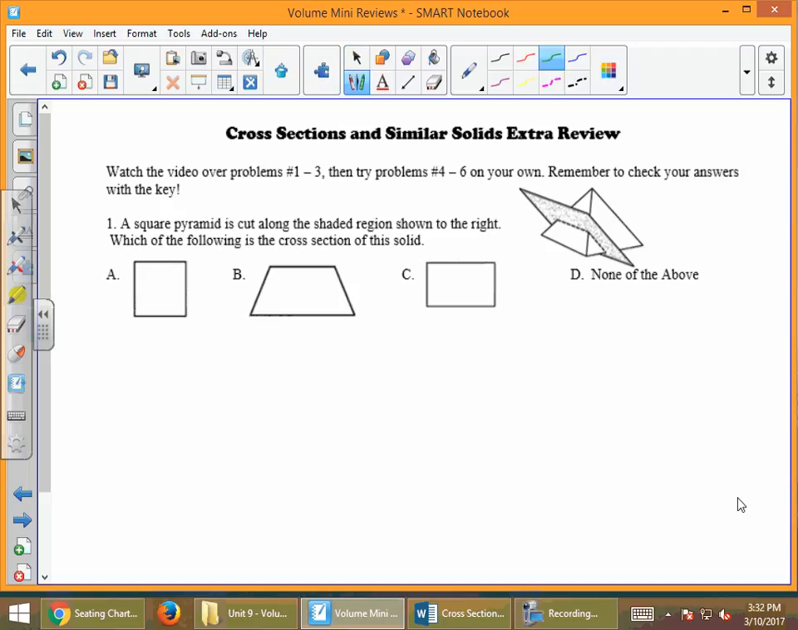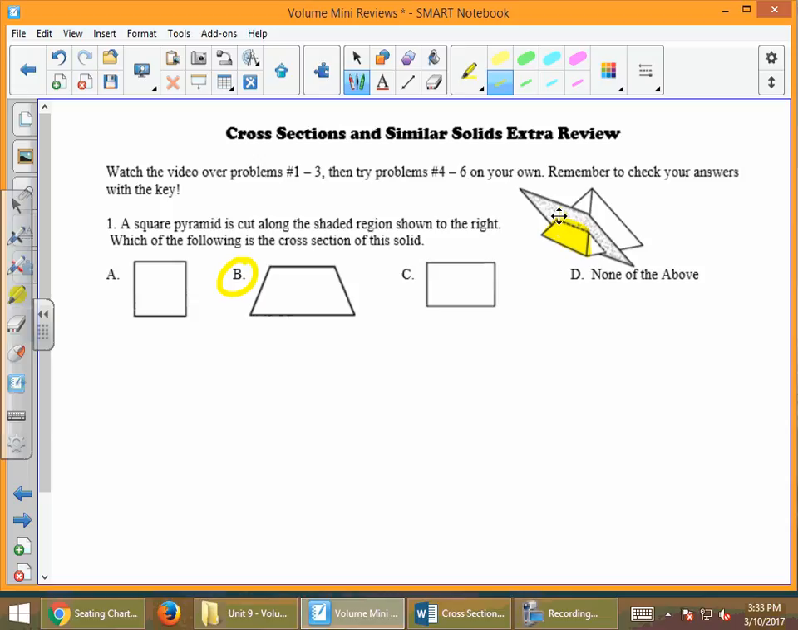So the square pyramid is cut along the shaded region shown to the right. Which of the following is the cross section of the solid? So pretty much what they're asking, what's the 2D figure formed by this plane cutting this pyramid in half? And what I like to do, I just look at the outside image, this guy right here, and then look and see which one of those closely matches that figure. And it's going to be B. Okay?